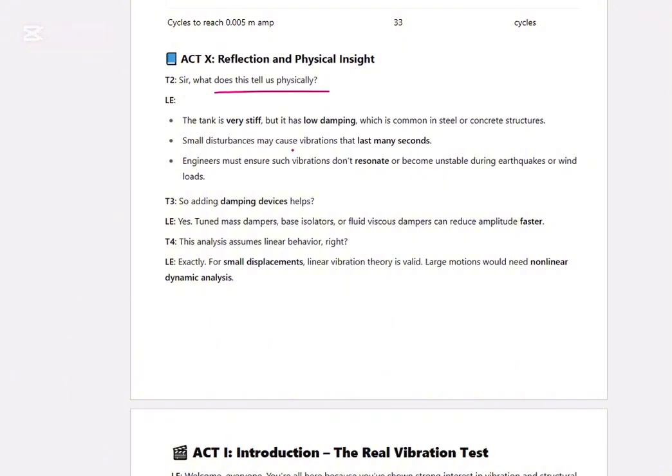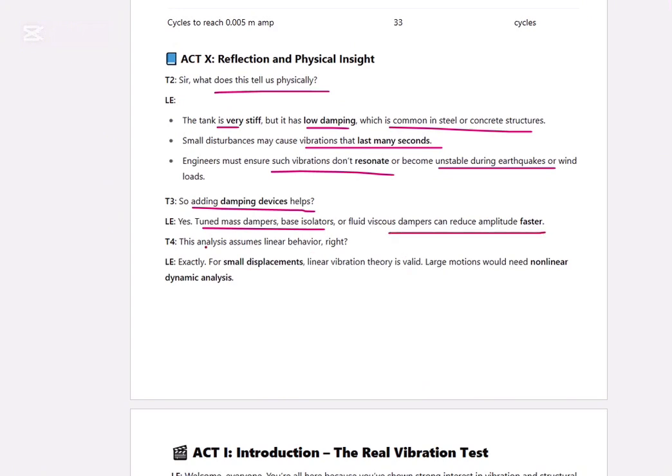What does this tell us physically? The tank is very stiff and has low damping. This is common in steel structures. Small disturbances may cause vibrations that last for many seconds. Engineers must ensure these vibrations do not resonate or become unstable during earthquakes or wind loads. So adding damping devices helps: tuned mass dampers, base isolation, amplitude reduction.